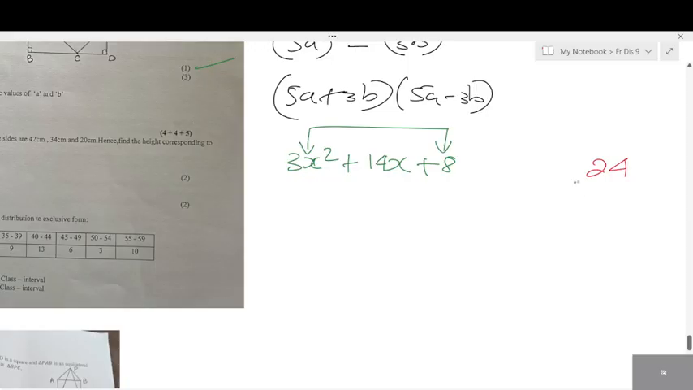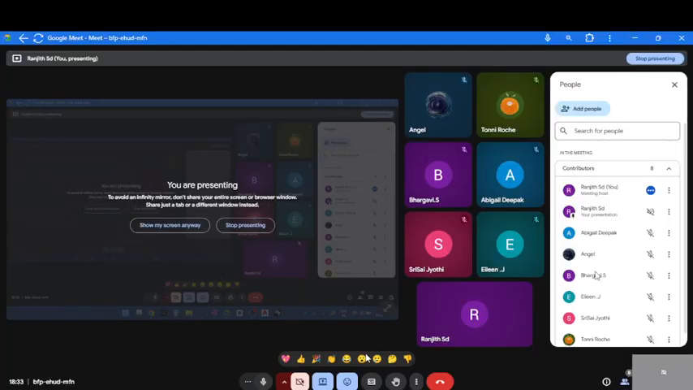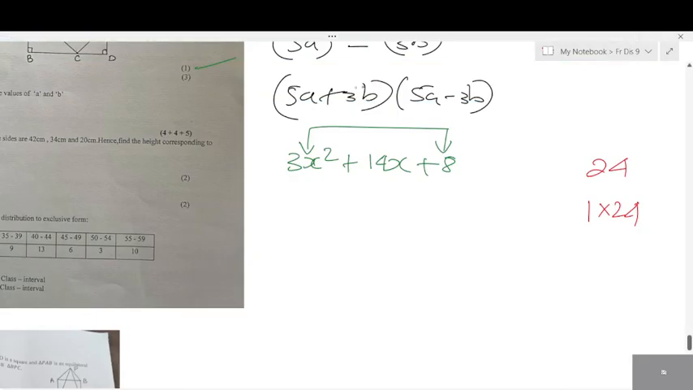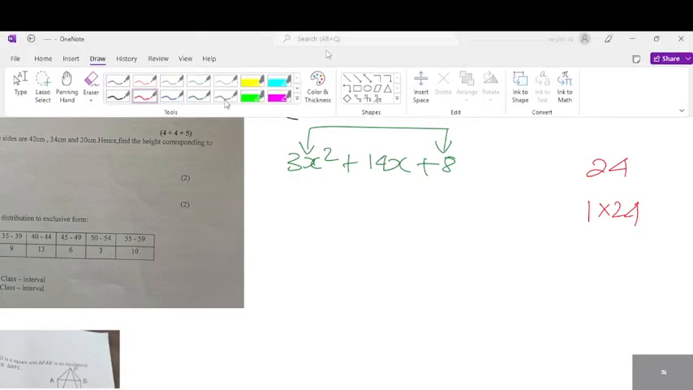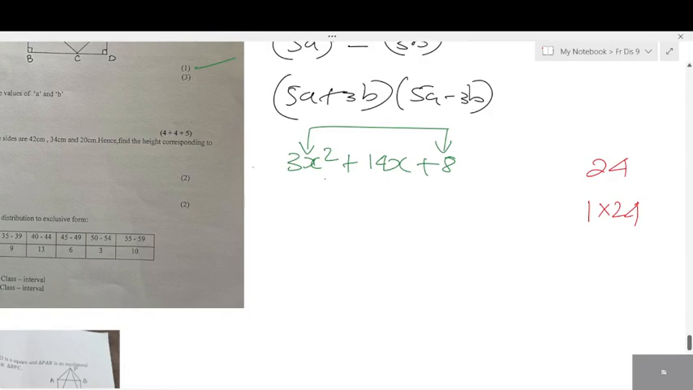All of you will solve this. 1 into 24. All of you were present, Angel, Tony, Island, when I taught the last exercise, factorization. Who was absent? Okay, completed, students. See, this is a 3 marks question. Important. 1 into 24, 2 into 12. Which one gives 14?